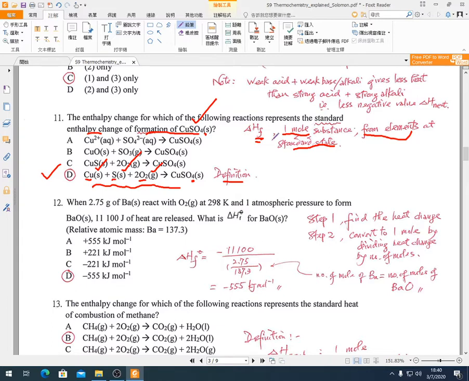So we learned the definition for heat of formation now, and we may come to another one, number 13.